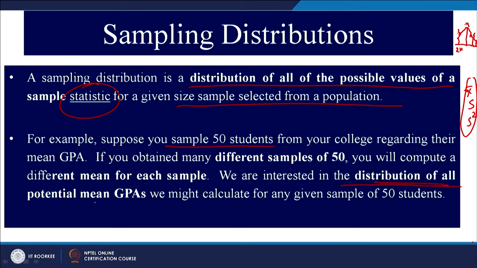Let's take an example here. Suppose you sample 50 students from your college regarding their GPA. You obtain many different samples of 50. So for every sample of 50, you will have a different mean, right? We are interested in the distribution of all potential mean GPAs we might calculate for any given sample of 50 students, right?